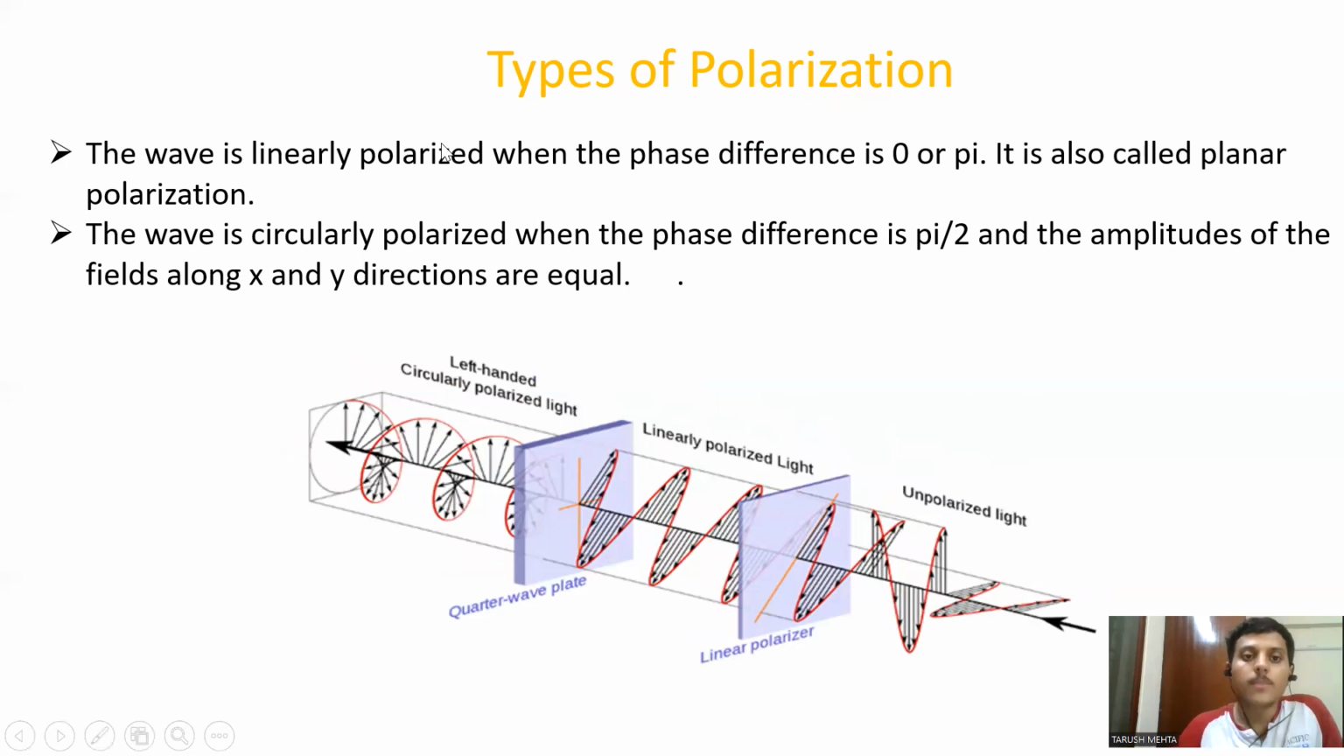So there are basically two types of polarization. One is linear polarization, the other one is circular polarization, and there can, of course, also be elliptical polarization. So the wave is said to be linearly polarized whenever the phase difference between the x and the y components of the electric field is 0 or 180 degrees.